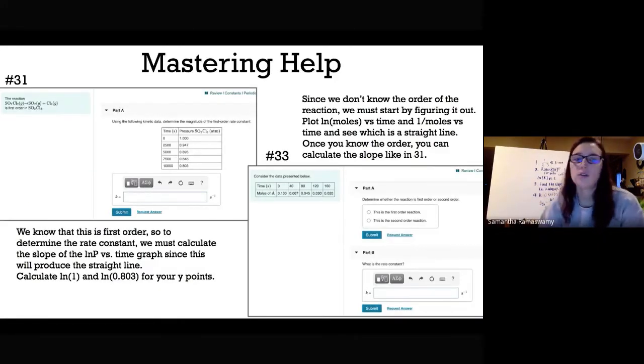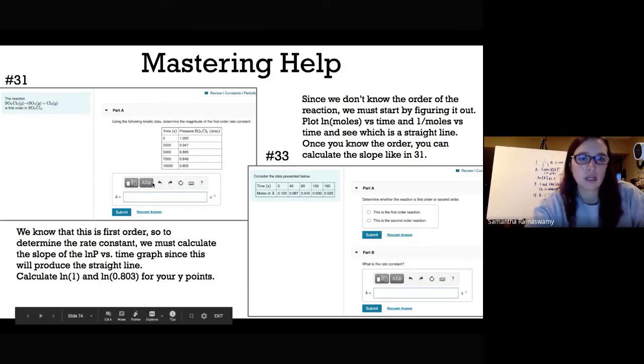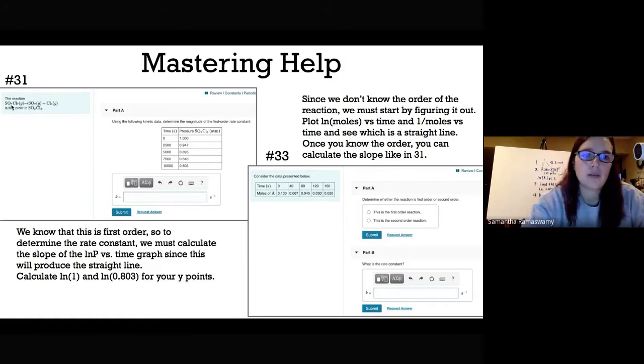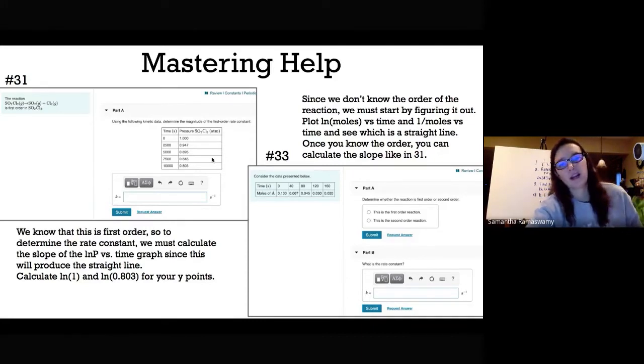As we look at mastering, these were the 2 questions that I was sent yesterday with just some general questions like, how do we start going about these questions? So we're going to start by looking at 31, and then we'll look at 33. For 31, they give you a reaction, and they tell you that it's first order. That's really important. Remember to look off to the left side. They give you diagrams, information, things like that over on the left. So this tells us that it's first order. And then it says using the data, determine the magnitude of the first order rate constant.